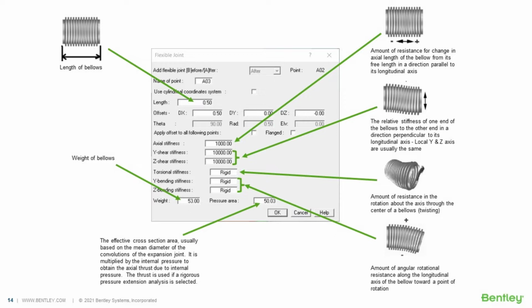We have Y and Z shear stiffness, which is the relative stiffness of one end of the bellows to the other end in the direction perpendicular to its longitudinal axis. The torsional stiffness is the amount of resistance in the rotation about the axis through the center of a bellows, or the twisting. And the bending stiffness values is the amount of angular rotational resistance along the longitudinal axis of the bellow. You do need to plug in the weight of the bellows as well and the pressure area of the bellow. So we'll talk more about the pressure area in a moment.